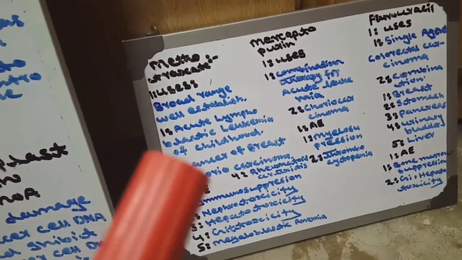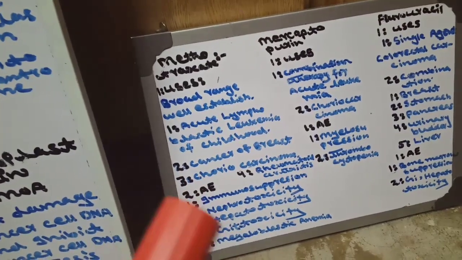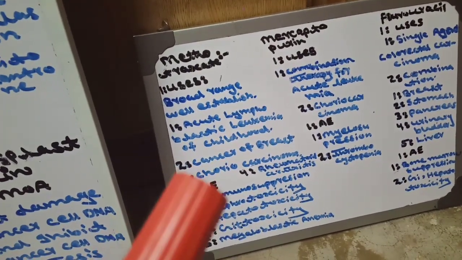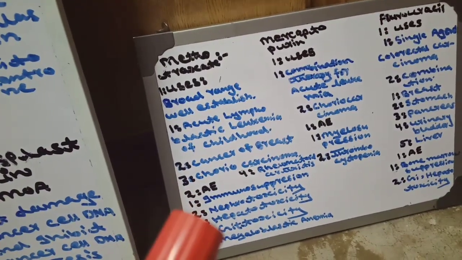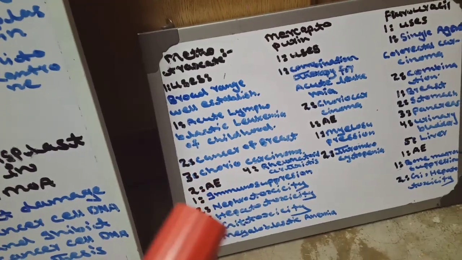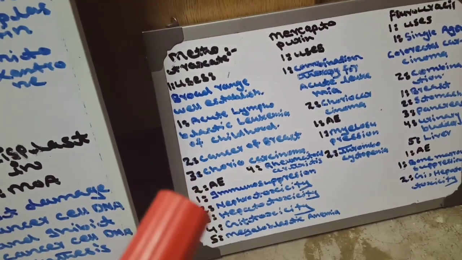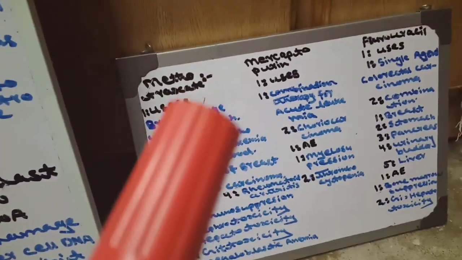Now, if we remember broadly the adverse effects of methotrexate, they are simple toxicities like nephrotoxicity, GIT toxicity, hepatotoxicity, and megaloblastic anemia and immunosuppression. Now, second drug, mercaptopurine, uses and adverse effects.